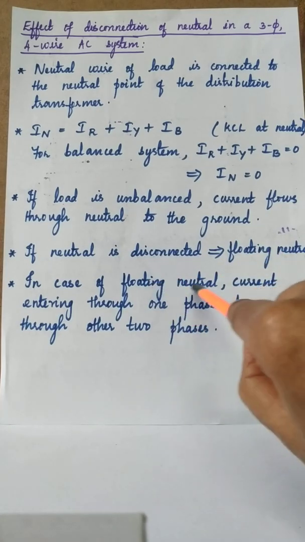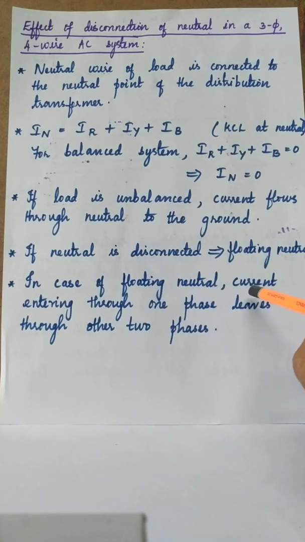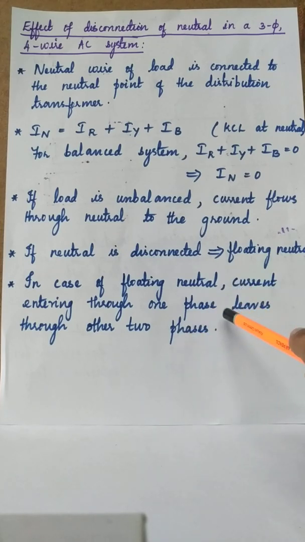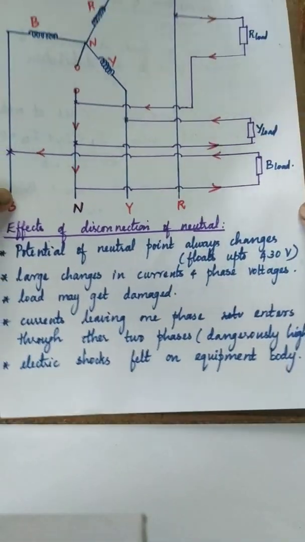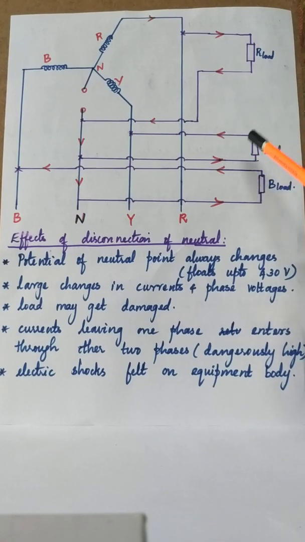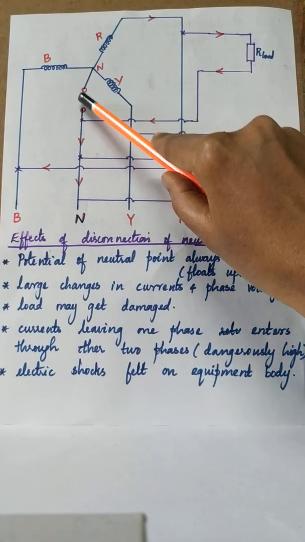In case of a floating neutral, the current which enters through one line will leave through the other two lines. If there is a neutral, the unbalanced currents go through the neutral and safely bypass to the ground. But if the neutral is disconnected, that extra current will also flow in the other two phases, which will cause overcurrent. This is the diagrammatic representation in case the neutral is disconnected.